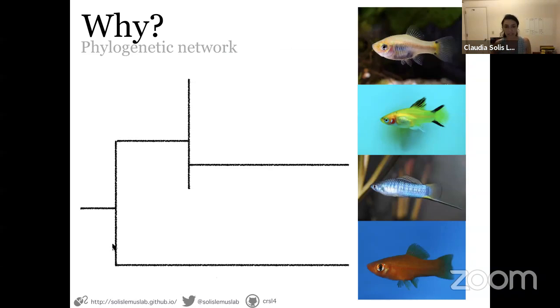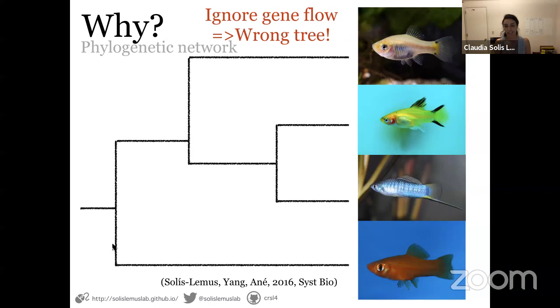But what we showed in a paper, I was going to say recent, but I just realized it's 2016, was that if there was such a gene flow event and we ignore it and we use a tree method, we might end up with the wrong tree. And it will have a very high bootstrap support. So that's the scary part.